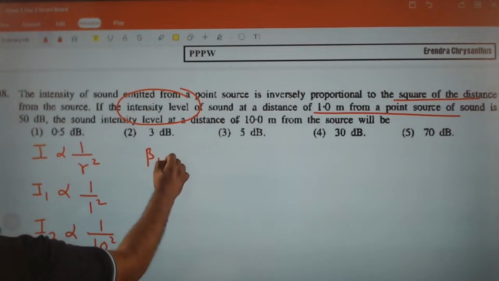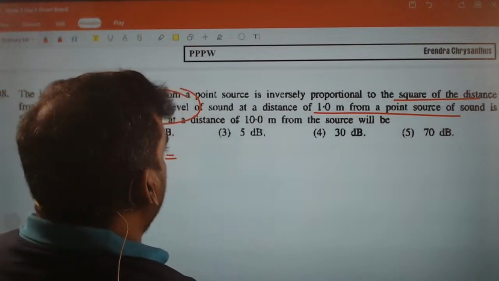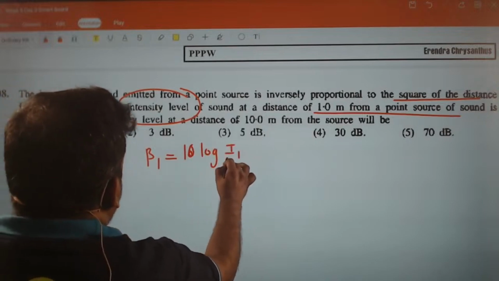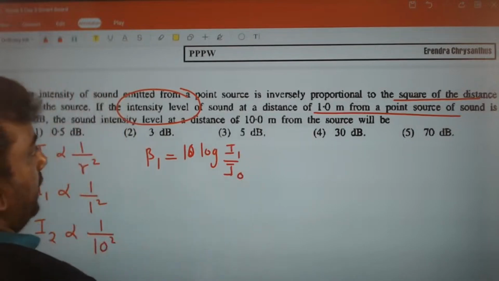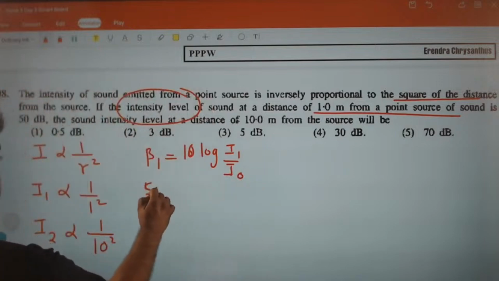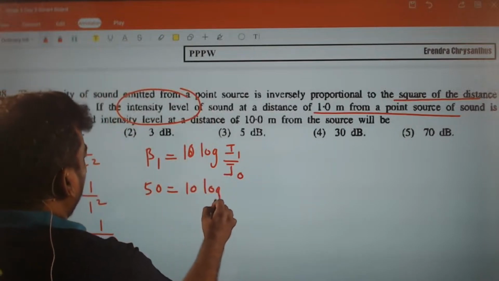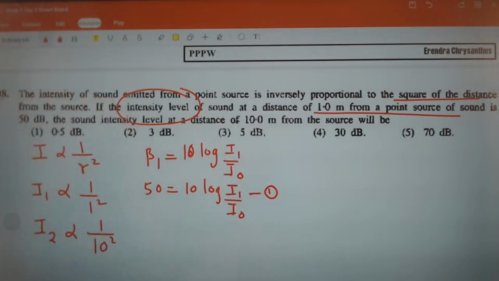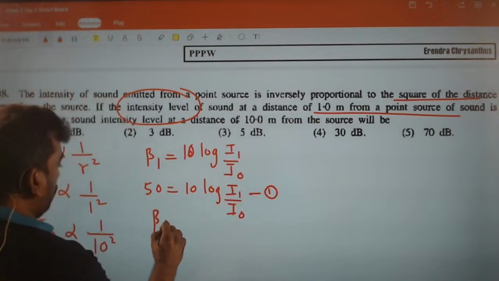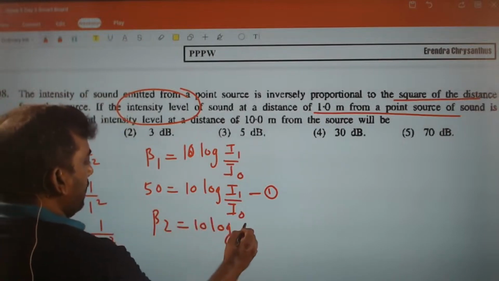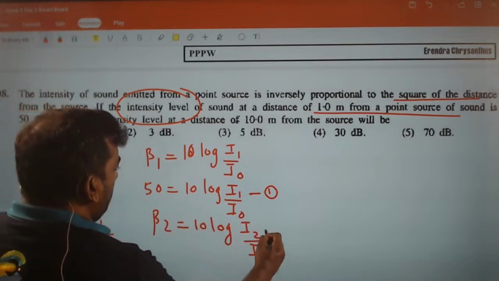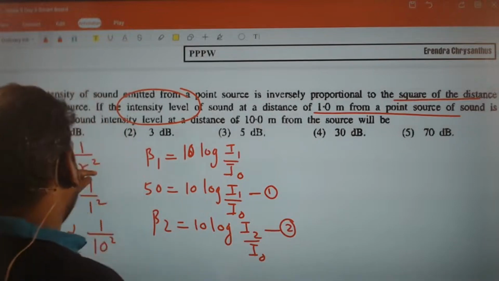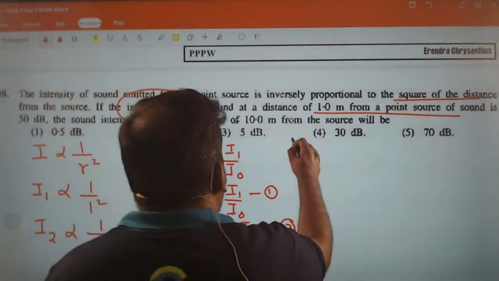So beta 1 is 10 log I1 over I0. Intensity level at 1 meter is 50 decibel: 10 log I1 over I0, reference intensity. Now I will apply for the second case, beta 2 is 10 log I2 over I0, equation number 2. Lesser R, larger I. Equation 1 minus 2.